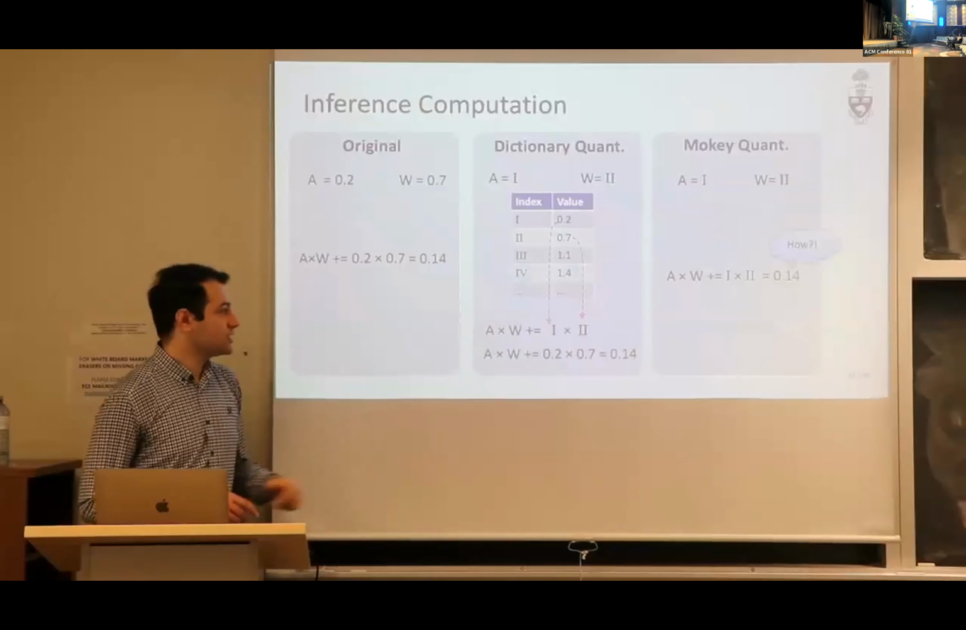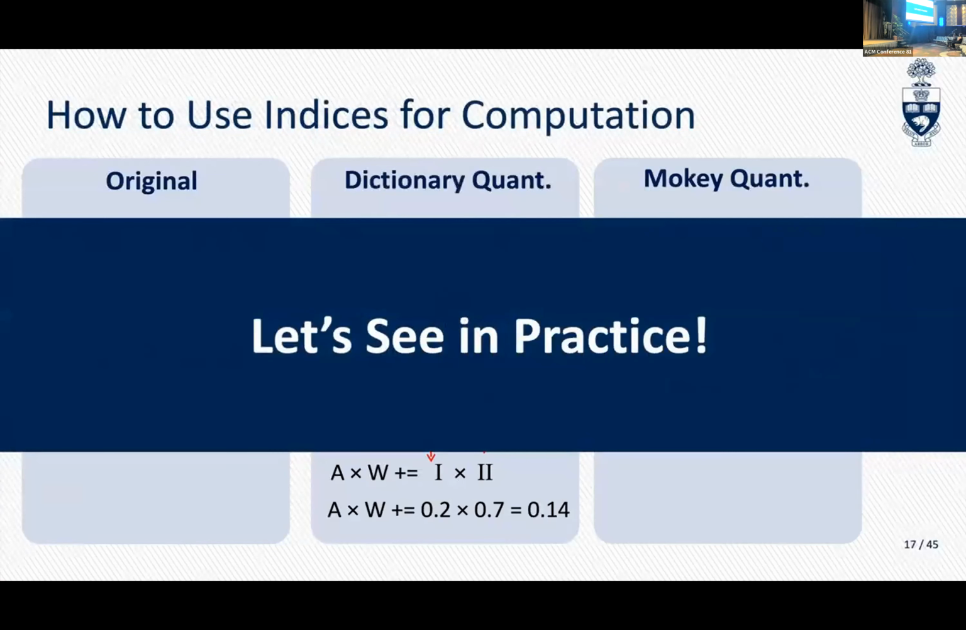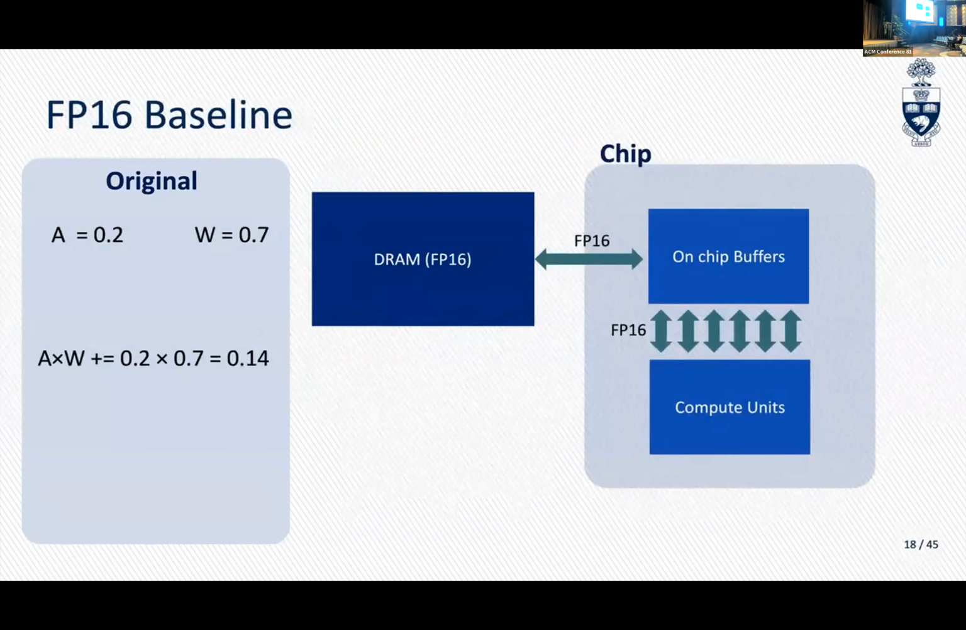But in Mokey, we want to skip this part. We don't want to go back to a dictionary and look up the values. Therefore, we are looking to find a way that we can somehow multiply, accumulate two indexes, and get our output result. And we will see why this is important in practice.